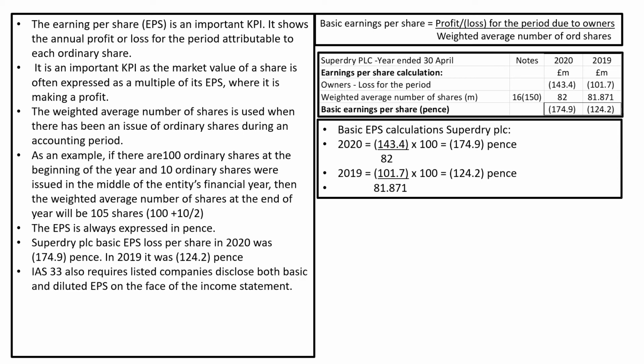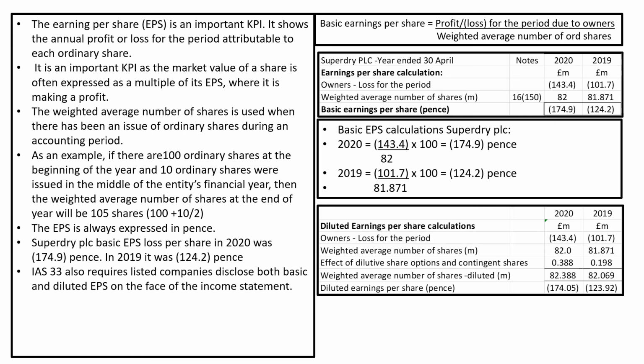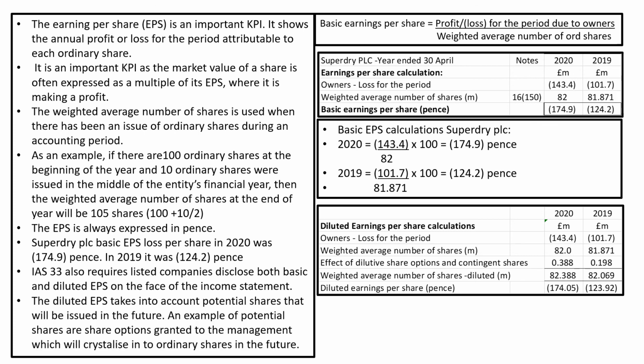IAS 33 also requires listed companies to disclose both the basic and diluted EPS on the face of the income statement. The diluted EPS takes into account potential shares that will be issued in the future. An example of potential shares are share options granted to the management, which will crystallize into ordinary shares in the future.